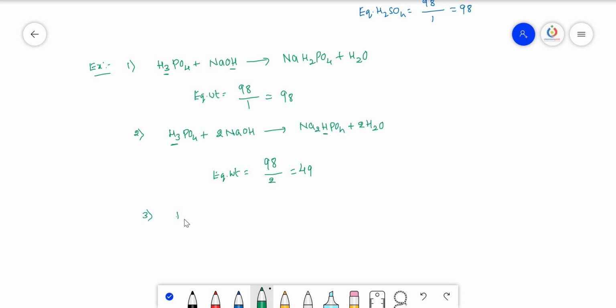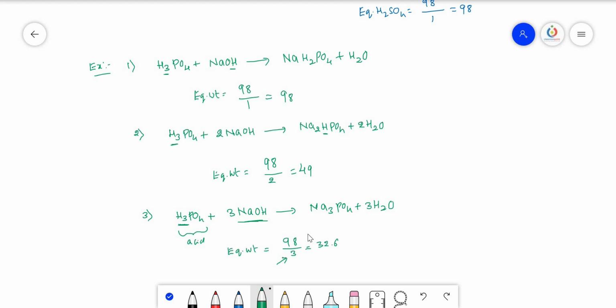And the third one is H3PO4 reacting with 3 moles of NaOH, giving Na3PO4 plus 3H2O. So the equivalent weight of H3PO4 equals 98 by 3, that equals 32.65, because all the 3 hydrogens are there, H3PO4 being an acid released all these hydrogens when reacting with 3 moles of NaOH, hence its basicity in this reaction is 3.